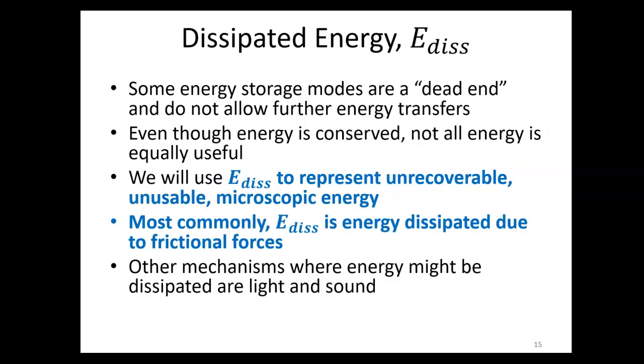Okay, and then the final type of energy that we're going to learn how to calculate is dissipated energy. Remember that dissipated energy is unrecoverable, unusable, microscopic energy, most commonly due to friction forces or air resistance. And this is not a useful type of energy because it's a one-way trip. It's a dead end. Once energy is stored as dissipated energy, it cannot be moved, transferred into other storage modes. For example, you can't use dissipated energy to change the velocity or to change the height.